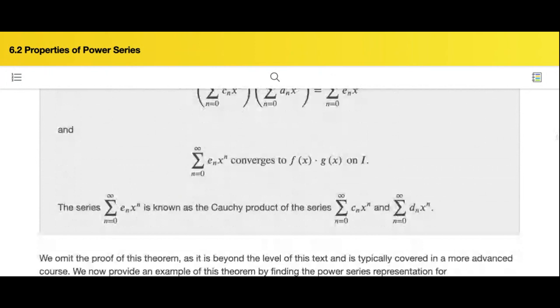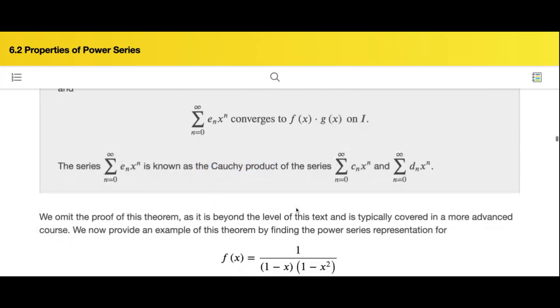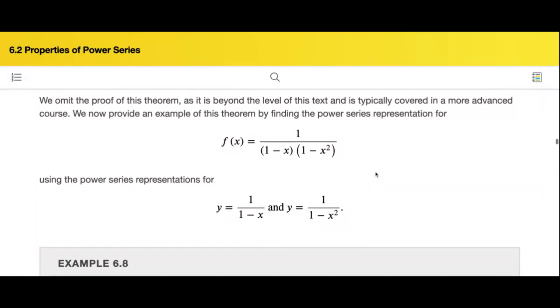And the product series converges to f multiplied by g on the same interval. The series Σ e_n x^n is known as the Cauchy product of the series Σ c_n x^n and Σ d_n x^n. If you're not math majored, you don't care about Cauchy product. We omit the proof of this theorem as it's beyond the level of this text and is typically covered in a more advanced course.